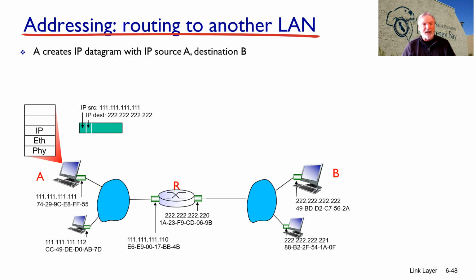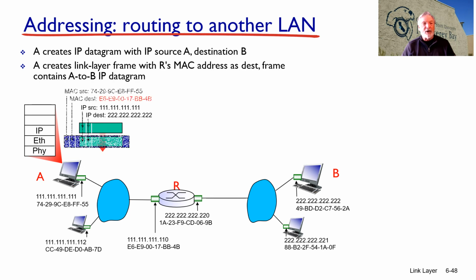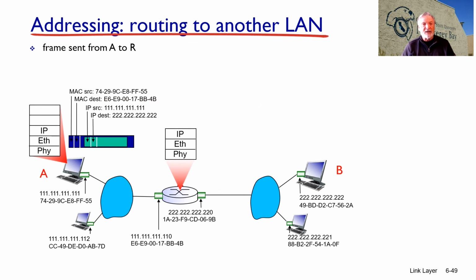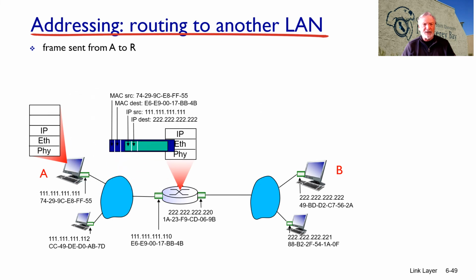A first creates a datagram using B's IP address as the destination address. Then A adds a link layer header and trailer to create a frame, using the router's MAC address as the link layer destination address. Then A sends the entire frame to the router. But what if A does not have the router's MAC address in its ARP table? Then A would first send an ARP query broadcast using the router's IP address as its destination IP address.